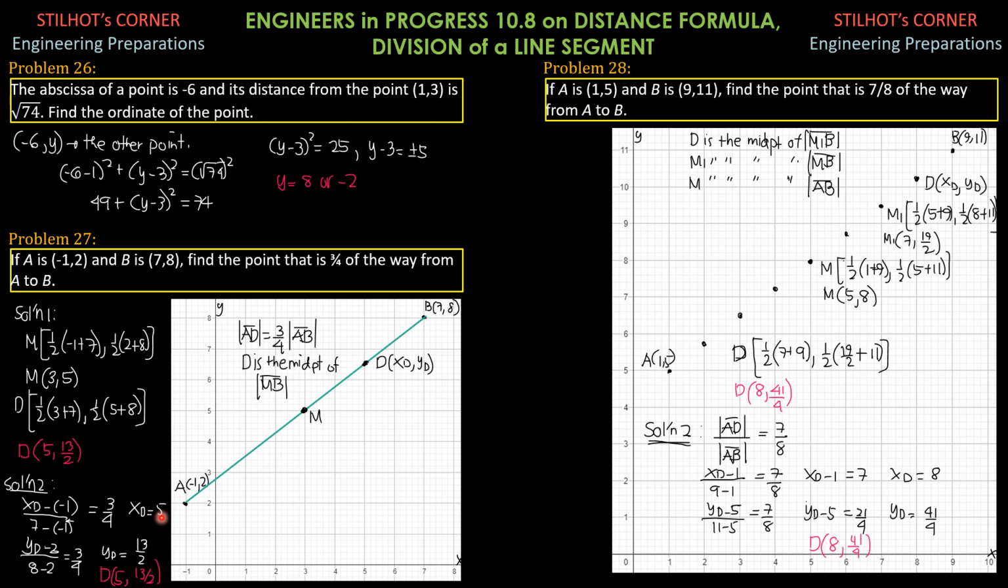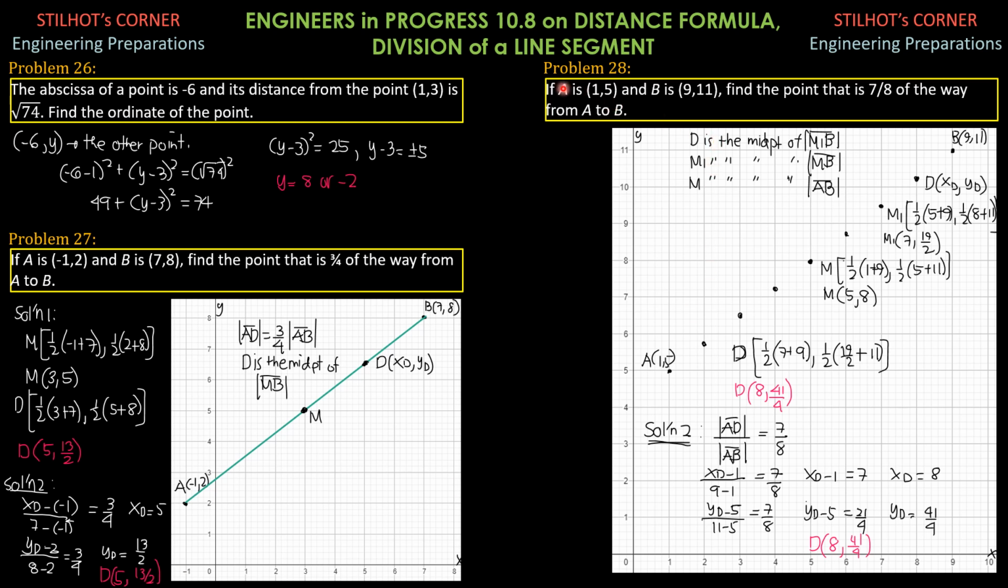So XD is 5. Likewise, YD minus 2 as to 8 minus 2 equals 3/4. So this is 6. 3/4 of 6 is 9 halves, or 4.5. So 9 halves plus 2 is 13 halves. So that's why point D is indeed at (5, 13/2).